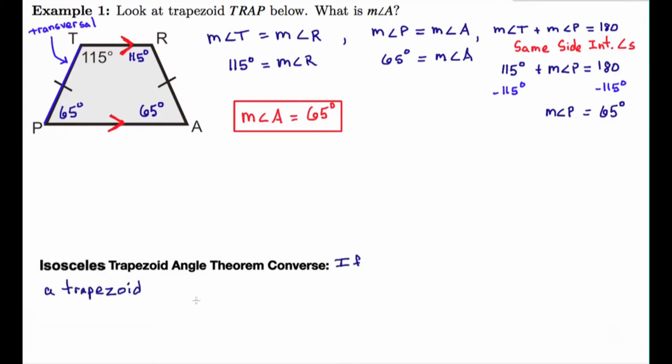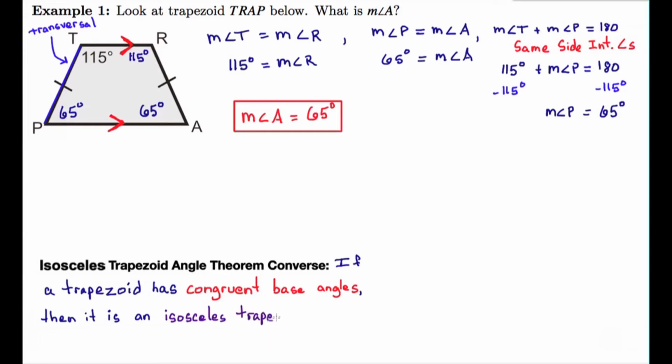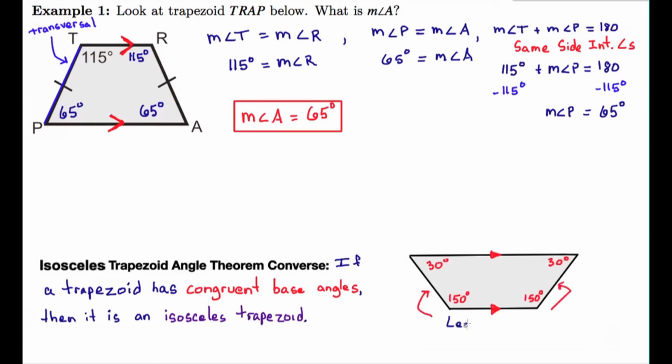The isosceles trapezoid angle theorem converse states if a trapezoid has congruent base angles, then it is an isosceles trapezoid. So if we know the base angles are congruent, then it is an isosceles trapezoid. The non-parallel sides will be equal.